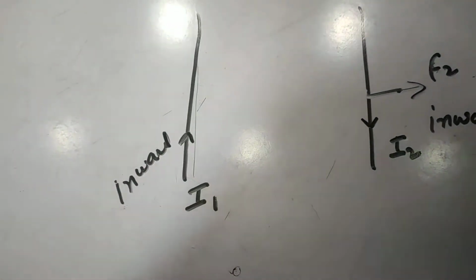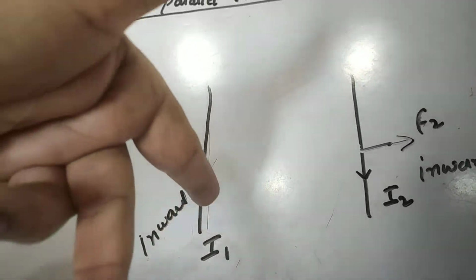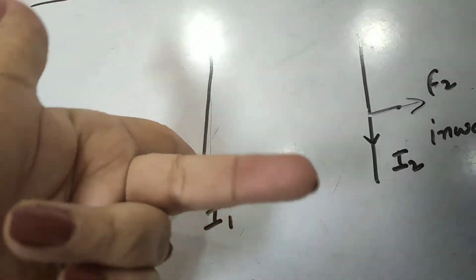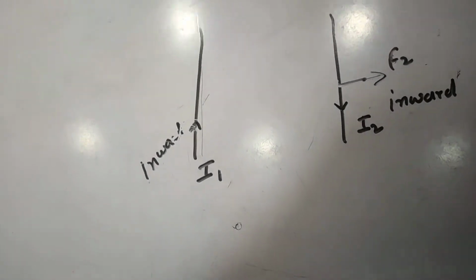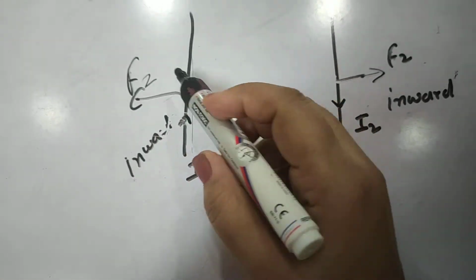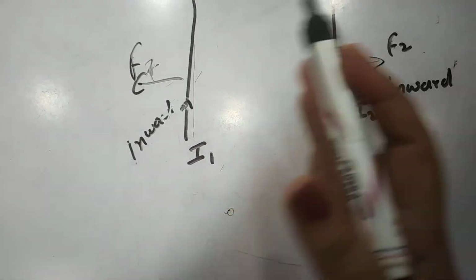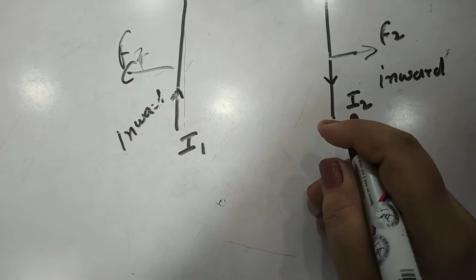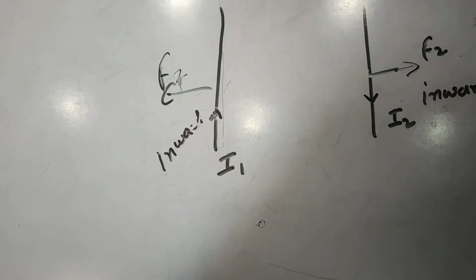Now we will apply our left hand rule. The left hand rule says the direction of magnetic field is inward, the current is upward, and the force, represented by the thumb, is outward. It means the force is outward, like this. You can see here that again F1 and F2 will be equal in magnitude and opposite in direction. They will repel each other. So conductors carrying current in opposite directions will repel each other.